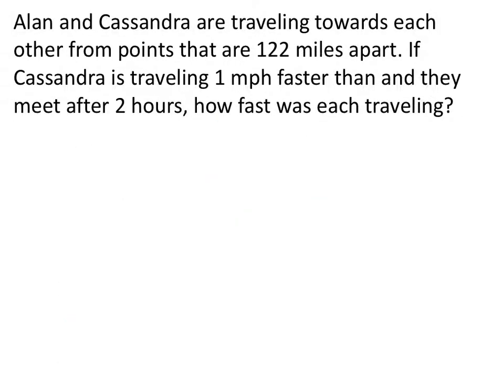So they change this up a little bit. Alan and Cassandra are traveling towards each other from points that are 122 miles apart. But again, the concept is the same, right? So we're closing in that distance based on their speed. They didn't give us the speeds, though, specifically. If Cassandra is traveling 1 mile per hour faster than, that should say, Alan, and they meet after 2 hours, how fast were they traveling?